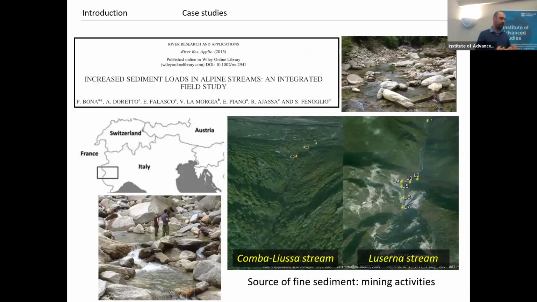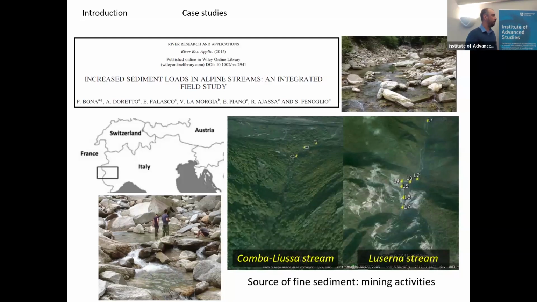Well, after this brief introduction to siltation, now I show you some case studies I carried out during my academic career. The first case study was really the first experiment I carried out on this topic when I was a master degree student. So you can see how it started.